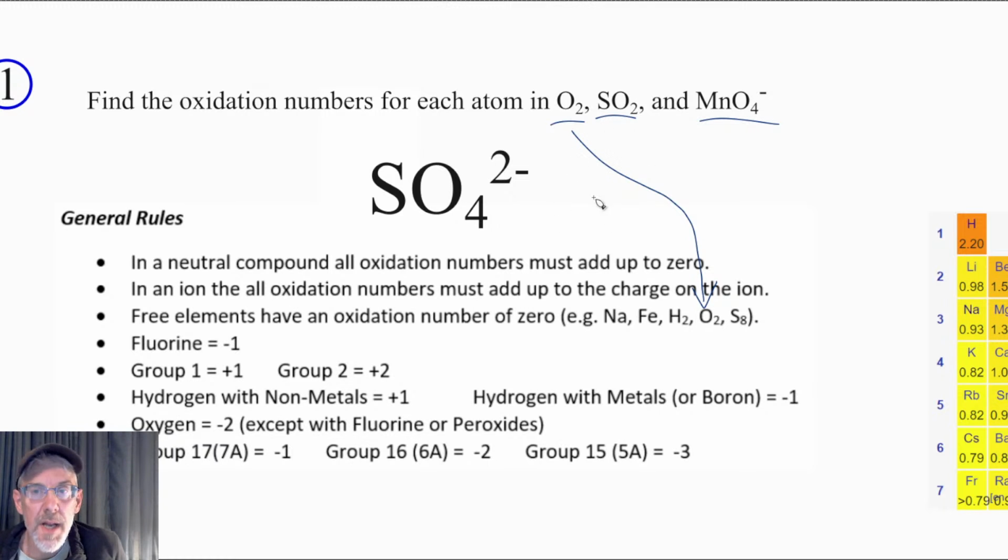So when you're doing redox, if you have what's called a free element, that's like Na, Fe, H2, O2, S8, it's always going to be 0. So the oxidation number on each oxygen, that's going to be 0 for you. For the next one, for the SO2, oxygen is negative 2. And you've got 2 of them. So this has to be, well, 2 times negative 2 is negative 4. This has to be plus 4, because all of those have to add up to 0.